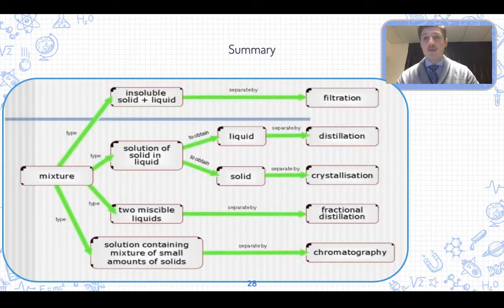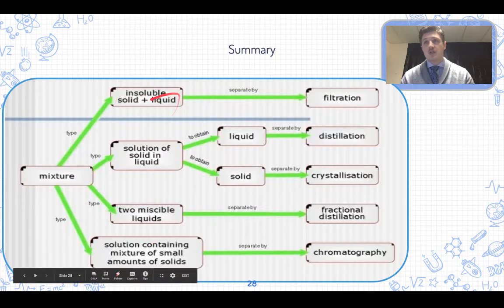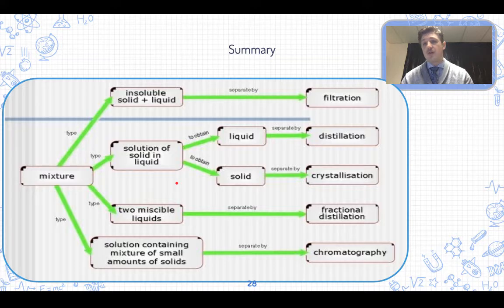Alrighty, and finally, if you're not sure which technique to use, here is a little choice map for you to get to the right solution. So, now you know all these words, miscible, insoluble, soluble, solutions, you should be able to follow this diagram perfectly to get your end result, which you are looking for.